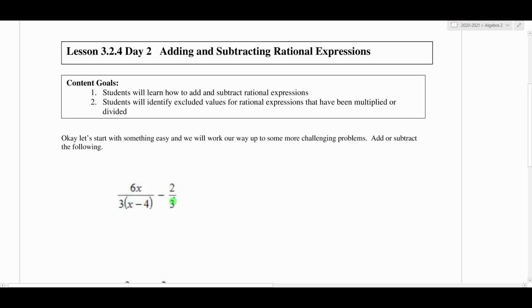All right. Once we do have common denominators, we can go ahead and do the addition or subtraction. When we do that, we keep the bottom numbers in our final answer and then add or subtract the tops. All right, so let me demonstrate on this first problem.